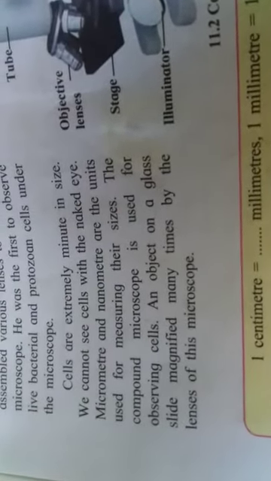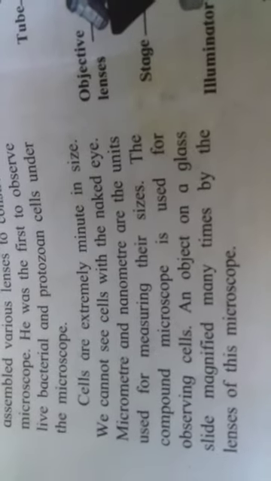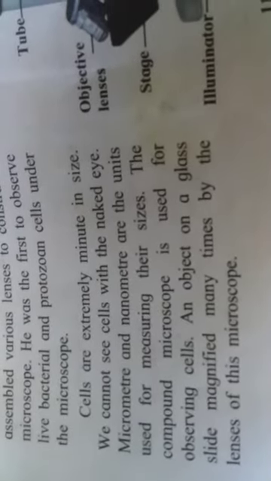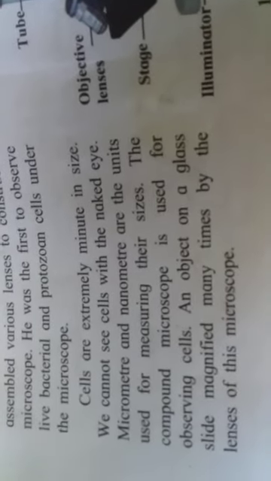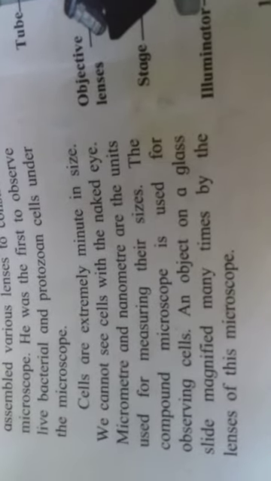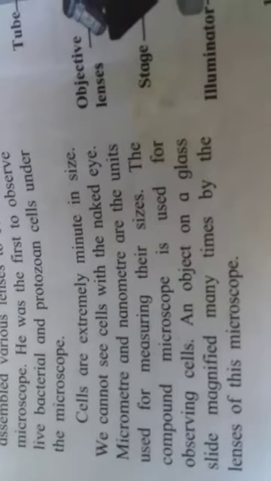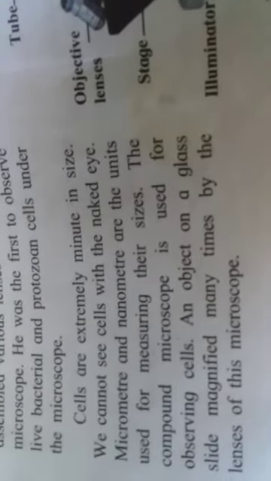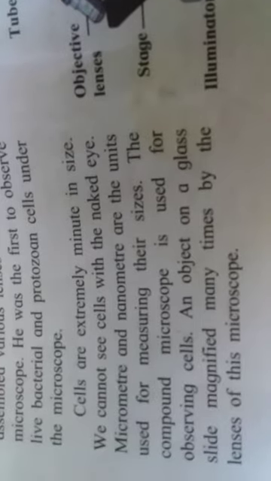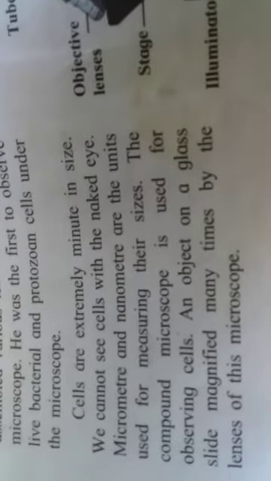Cells are extremely minute in size. We know that cells are very minute in size. That means they are very small. We cannot see cells with our naked eyes. They have sizes in micrometers or nanometers. That means we use micrometer or nanometer units for measuring their size.